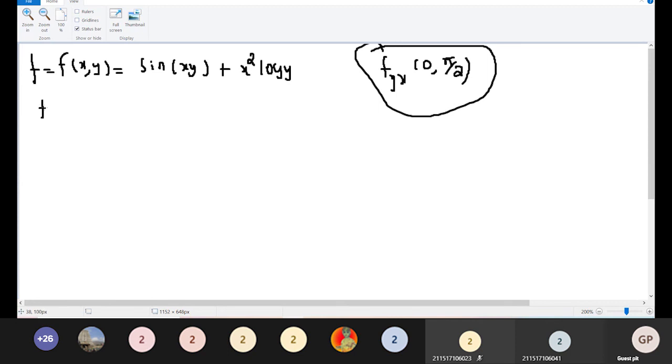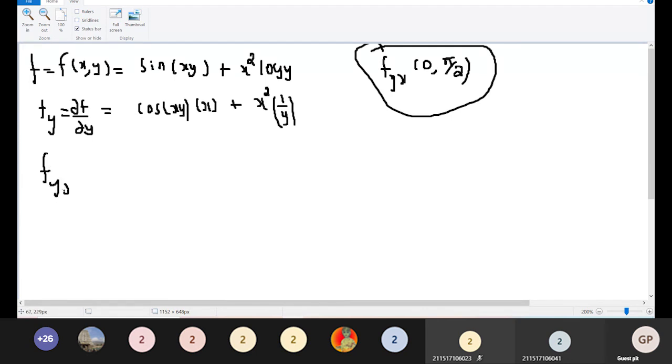Now fy, if we are finding fy, it means dou f by dou y. Differentiating sine, you know very well, cos of xy. Differentiating the bracket, it will be x because x is constant. Plus here x square is constant, differentiating log y, it will be 1 by y. Understand fy?